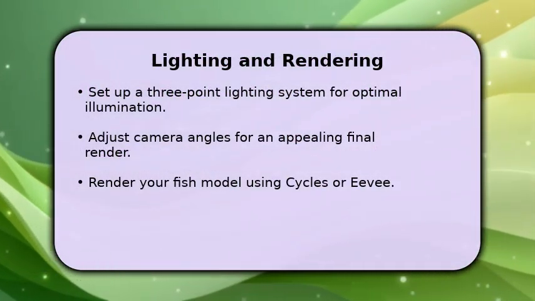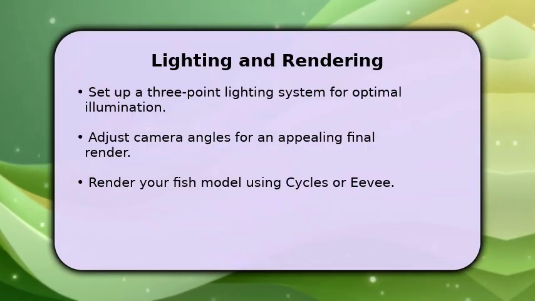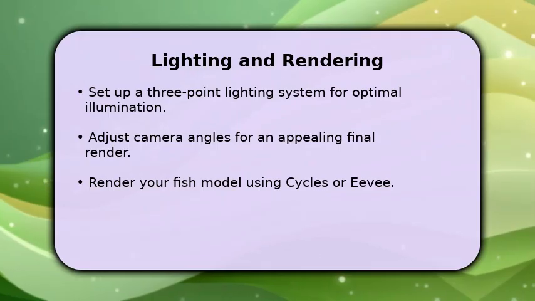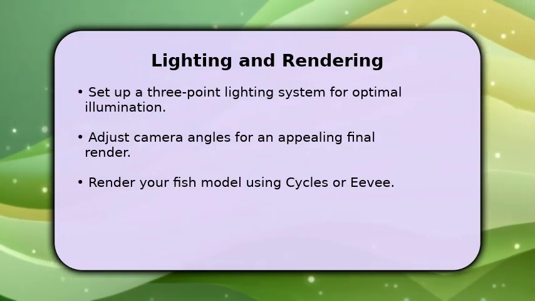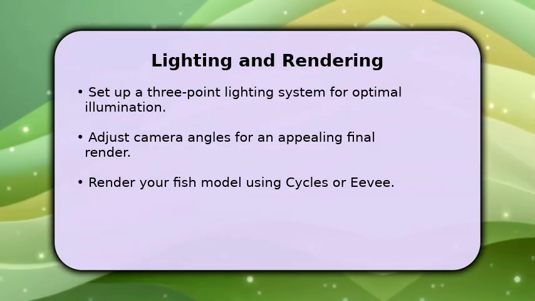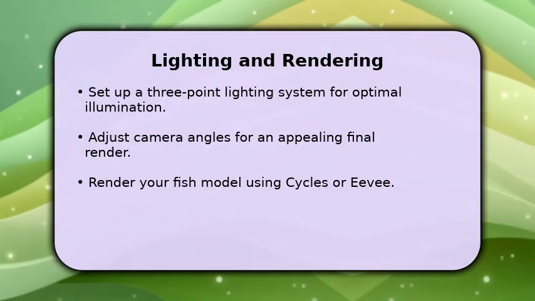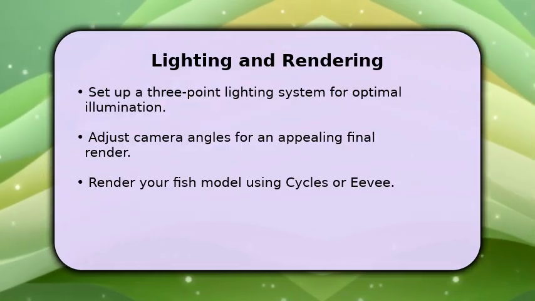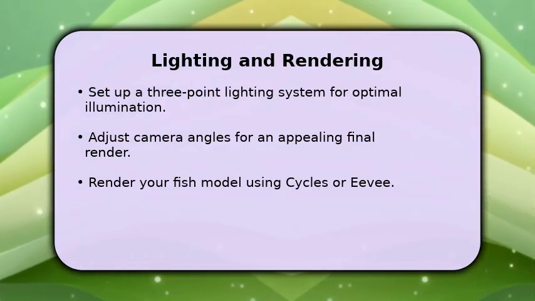Finally, let's set up the scene for rendering. Implement a 3-point lighting setup using a key light, fill light, and backlight to highlight your fish's form. Position your camera to capture the best angle, perhaps a slightly low angle looking up. Choose your preferred render engine, Cycles for realism or Eevee for speed, and render your beautiful fish model.